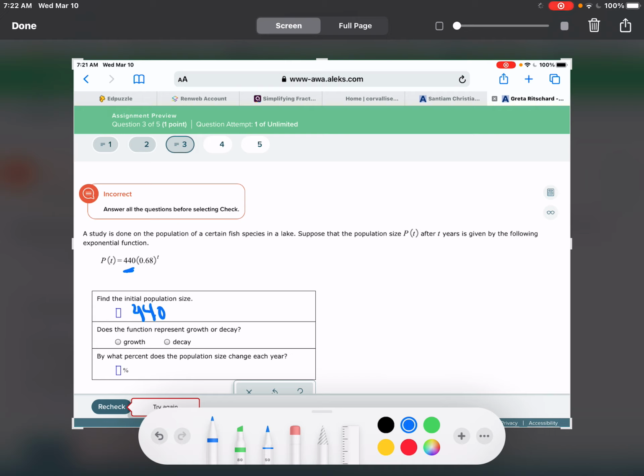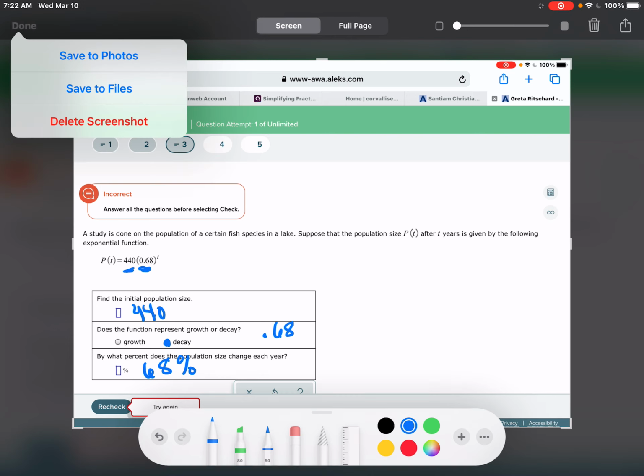Does the function represent growth or decay? Well, here's my growth factor. My growth factor is 0.68, and we know if the growth factor is less than 1, we are going to decay. So if it was 1.68, we'd be growing, but it is not. It says, by what percent does the population change size each year? 68%. 0.68 is the same thing as 68%. So that should be correct there.